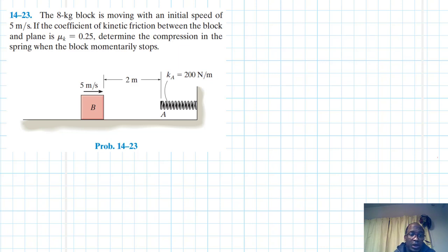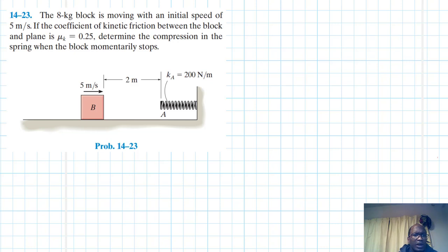The problem reads: the 8 kg block is moving with an initial speed of 5 meters per second. If the coefficient of kinetic friction between the block and the plane is 0.25, determine the compression in the spring when the block momentarily stops. So this is just a temporary stop, but at this particular time, we are considering that our velocity is equal to 0 momentarily.